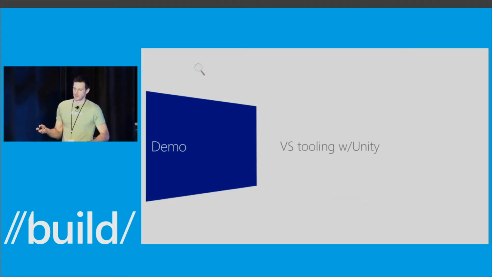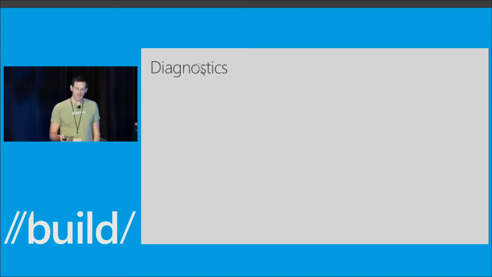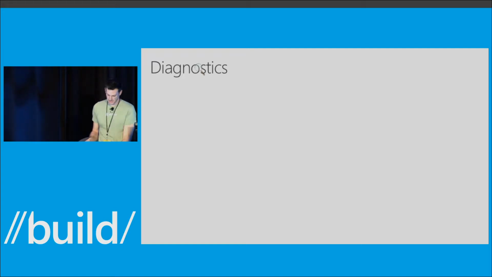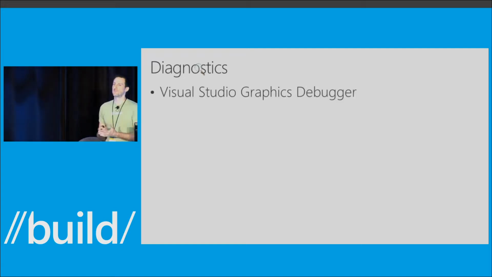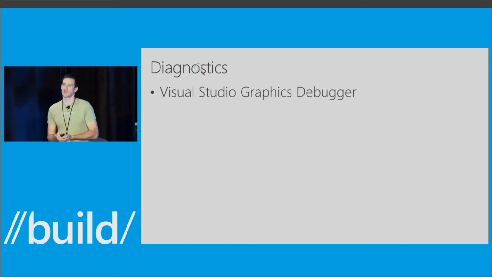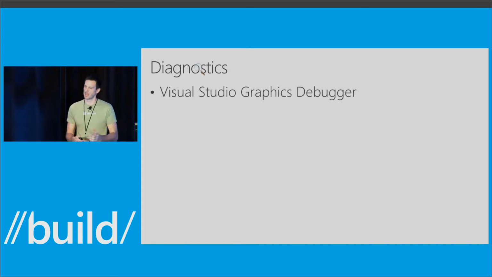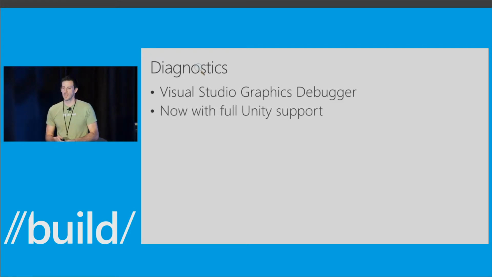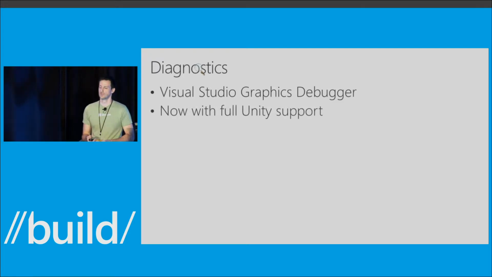All right. So that was a cool tooling with Unity. The next thing that we have are diagnostics. You can use the Visual Studio Graphics Debugger for diagnostics. It gives you some really low-level information. Typically, you want to use this when things aren't displaying right and you need to get to the bottom of what's going on. This has full Unity support.